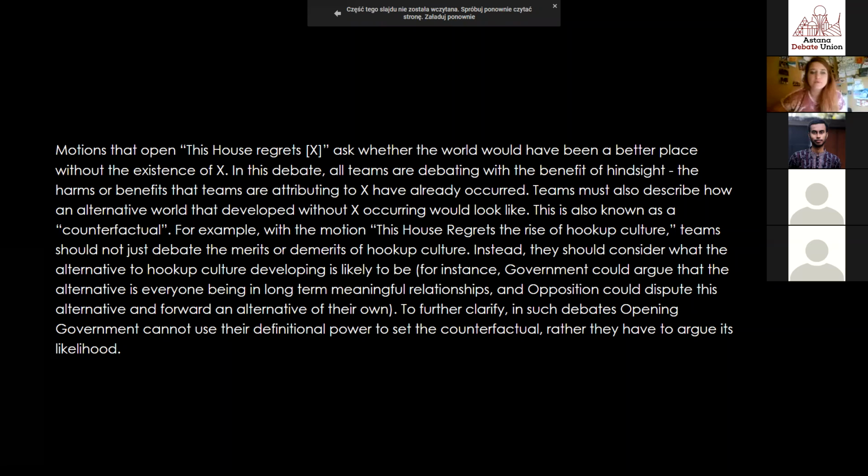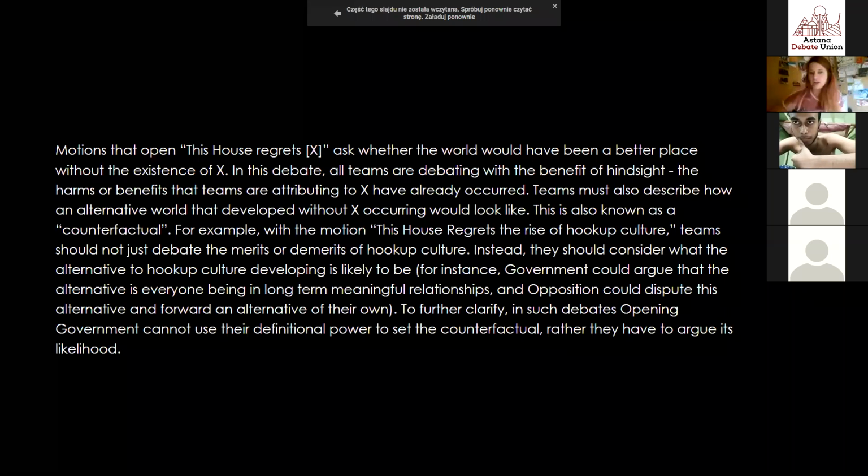Teams must also describe how an alternative world that developed without X occurring would look. This is also known as a counterfactual. For example, with the motion, this house regrets the rise of hookup culture, teams should not just debate the merits or demerits of hookup culture. Instead, they should consider what the alternative to hookup culture developing is likely to be. For instance, the government could argue that the alternative is everyone being in long-term meaningful relationships, and opposition could dispute the alternative and forward an alternative of their own.